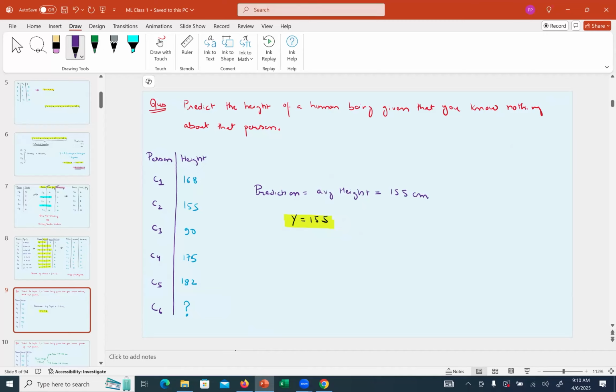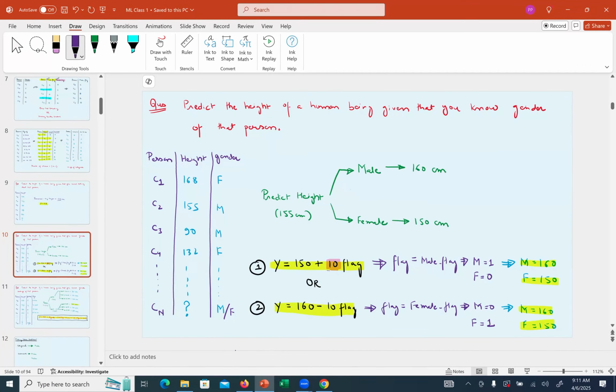Then we were discussing this part. Let's say if I want to predict the height of a human being and you have not given me anything about that person, then my prediction is going to be the average height, right? That is 155. So for anyone whom I don't have any data about, my prediction is going to be the average height, that is 155 in this case. Now, if I tell you that I know the gender of the person, that is, I know whether he is male or female, then my prediction will improve.